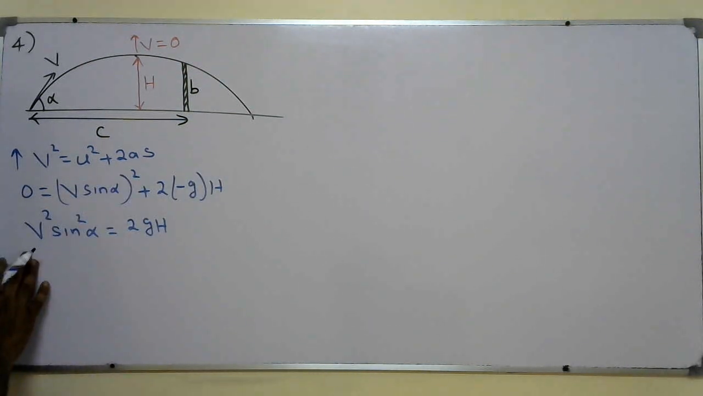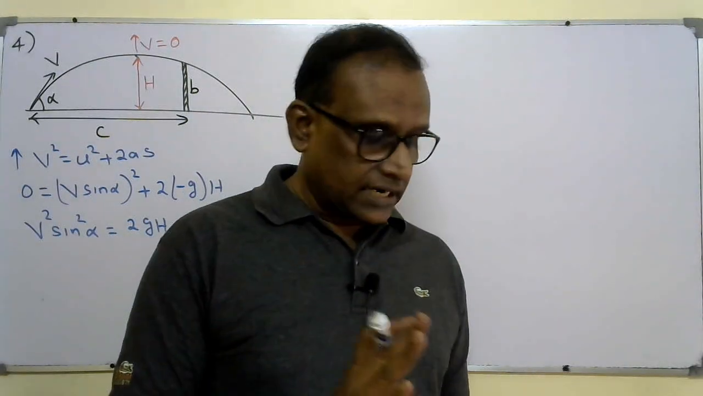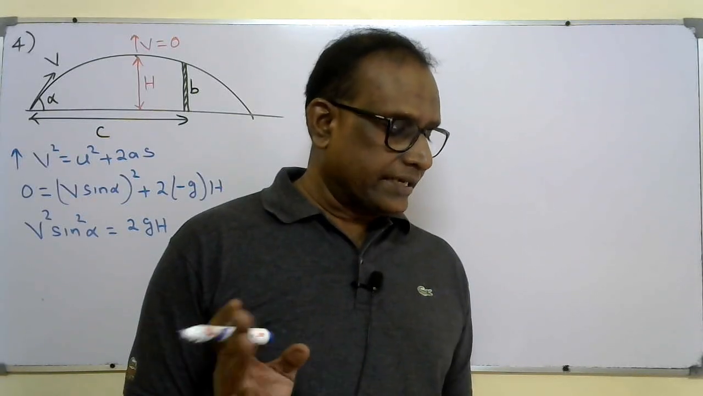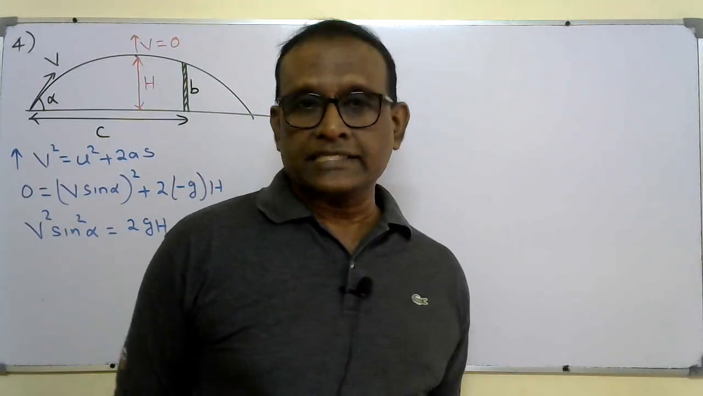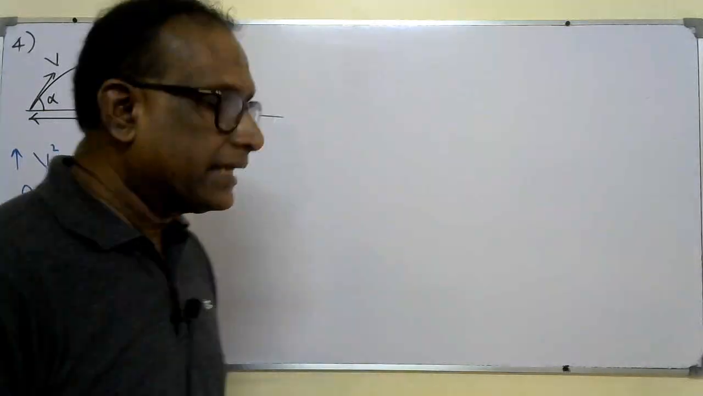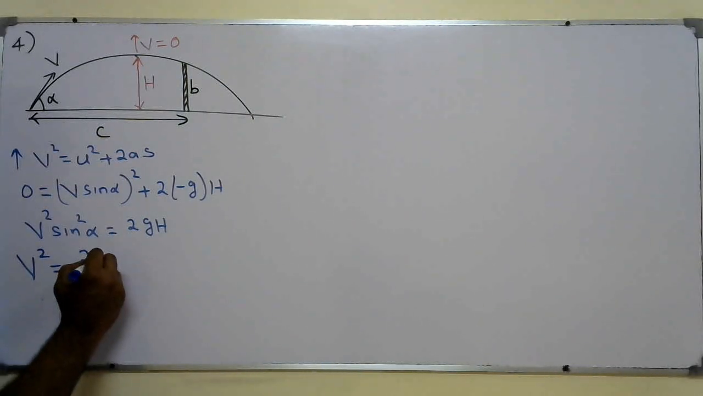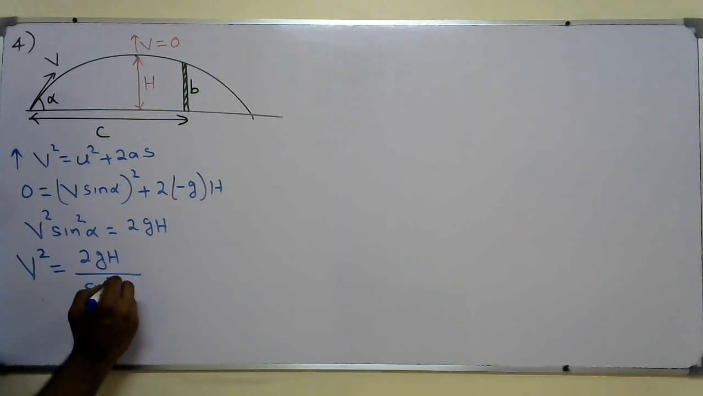Sometimes we need to substitute v squared, because in the answer, what they asked us to show, I told you then and there, check the answer. In the answer they show that h equals c squared tan squared alpha over 4 times (c tan alpha minus a). So v squared is not there. So we'll make v squared the subject. So v squared equals 2gh over sine squared alpha.